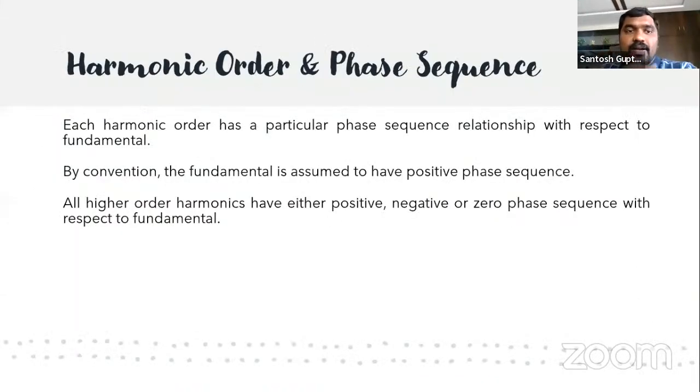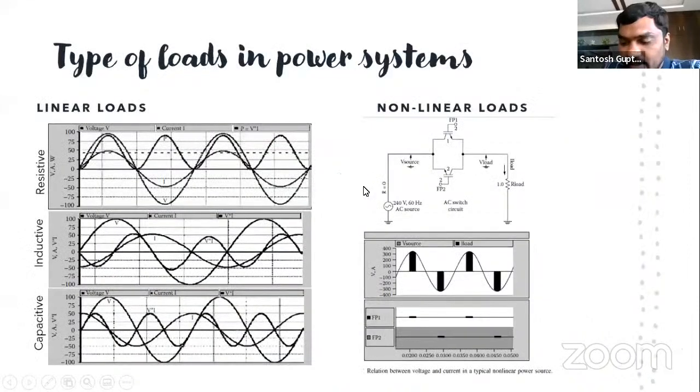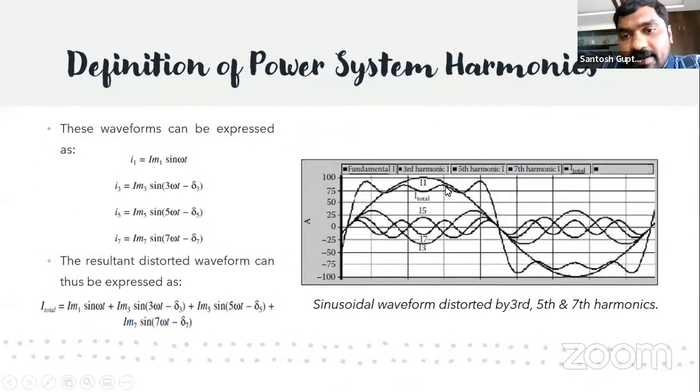Okay. So let us see what the harmonic order is and what the phase sequence is. What we have seen here is that a distorted waveform can be divided into the fundamental and individual harmonics, like third, fifth, seventh, so it can resolve into multiple harmonics. Here we are going to see in our slides what the phase sequence of each harmonic is.